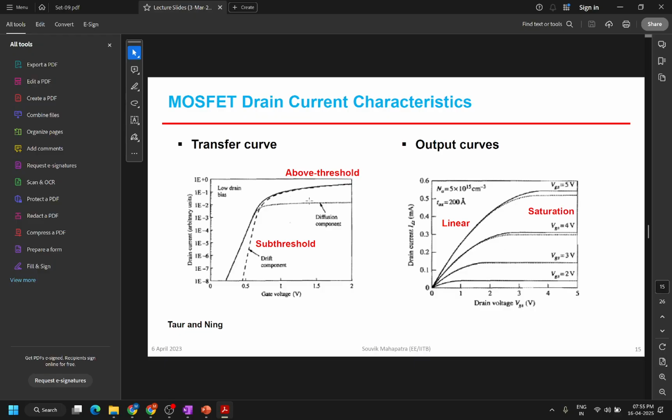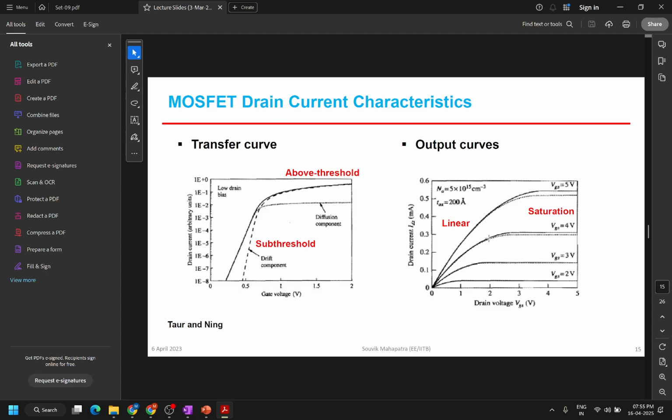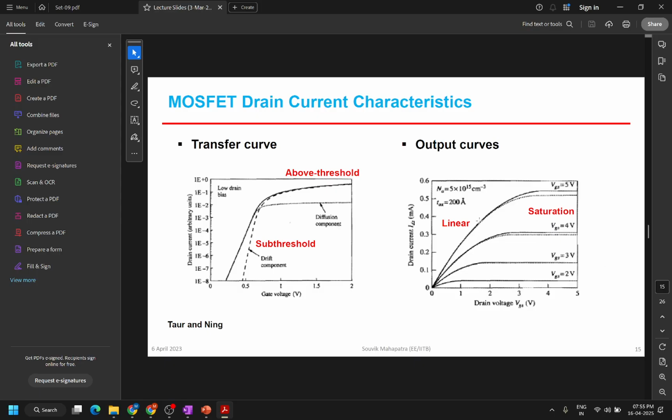And so this is called transfer characteristics, where you plot drain current versus gate voltage, and this is called output characteristics, where you plot your drain current versus VDS, the drain voltage. That is called output, and there's this linear region, and then there's the saturation region. And here you have below threshold, which is subthreshold, and above threshold, which is the conduction region.